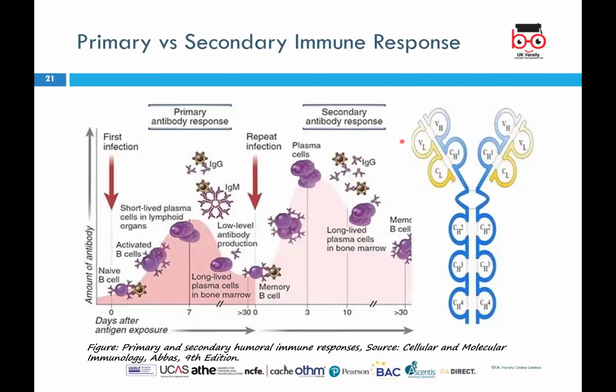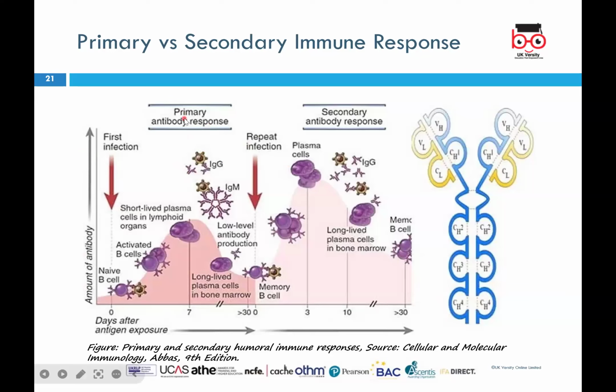Okay. So primary versus secondary response, we've talked about this already. The x-axis shows you how many days of exposure have happened, and the y-axis shows you the amount of antibody, just like we did in the previous one. This picture is a bit more complex, but if you understood the previous one, this will not be a problem.